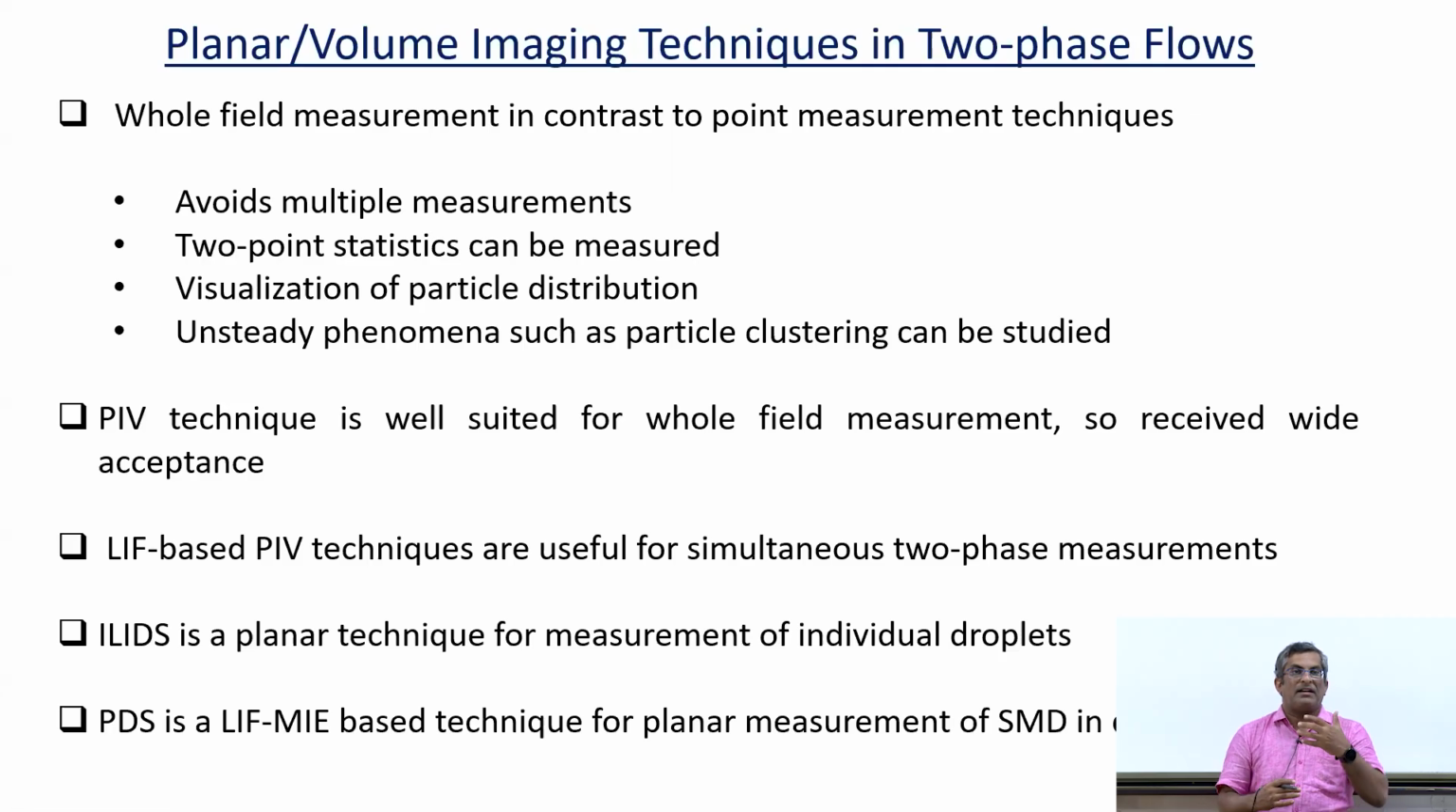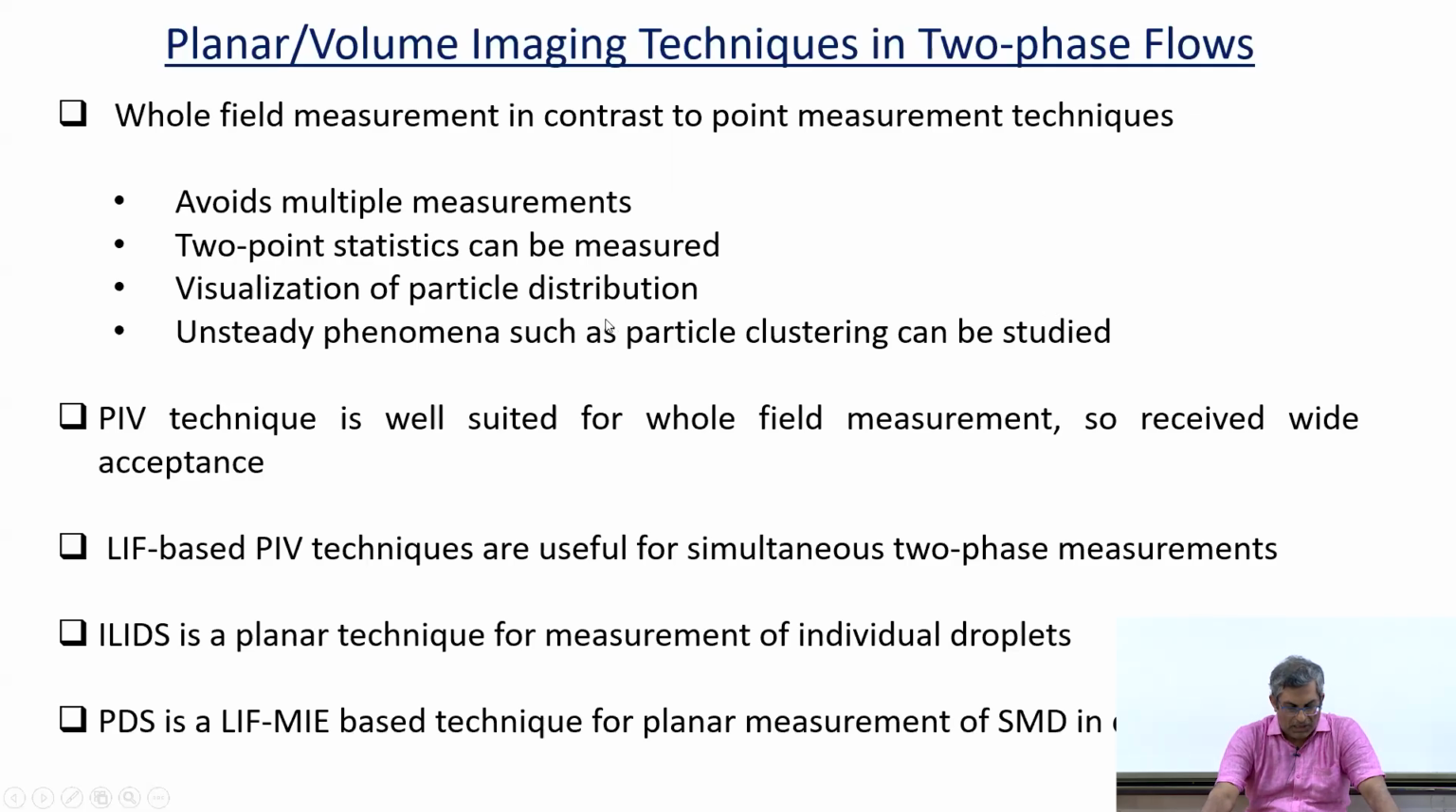The phenomena which are dynamic in nature, particle clustering for example: at any instant of time you have clusters of particles formed which will disappear after some time at the same location. And if you take average measurements, you won't be able to see these instantaneous features. But using planar or volume imaging techniques, we can achieve those.